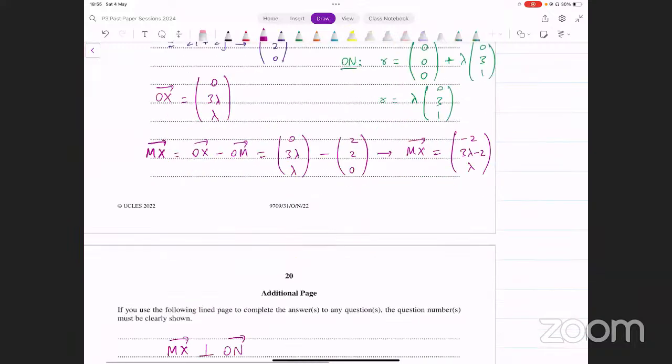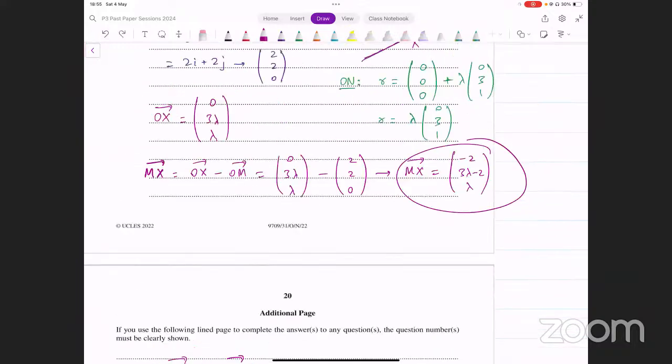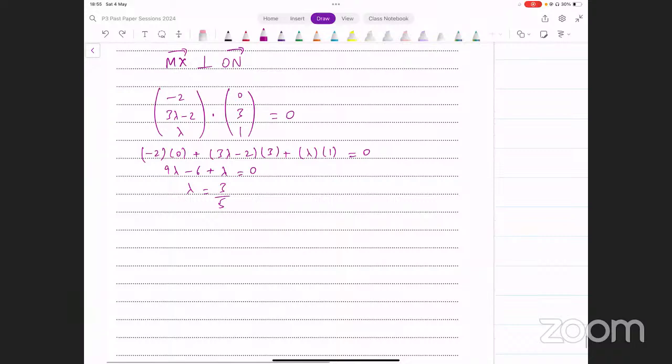Now, we already have the vector MX. All we have to do is put the value of lambda in that. What does the vector MX become now? Vector MX becomes minus 2, 3 lambda minus 2, lambda. Let's input that value of lambda in this. Lambda equal to 3 over 5. What do we get from that? Minus 2.